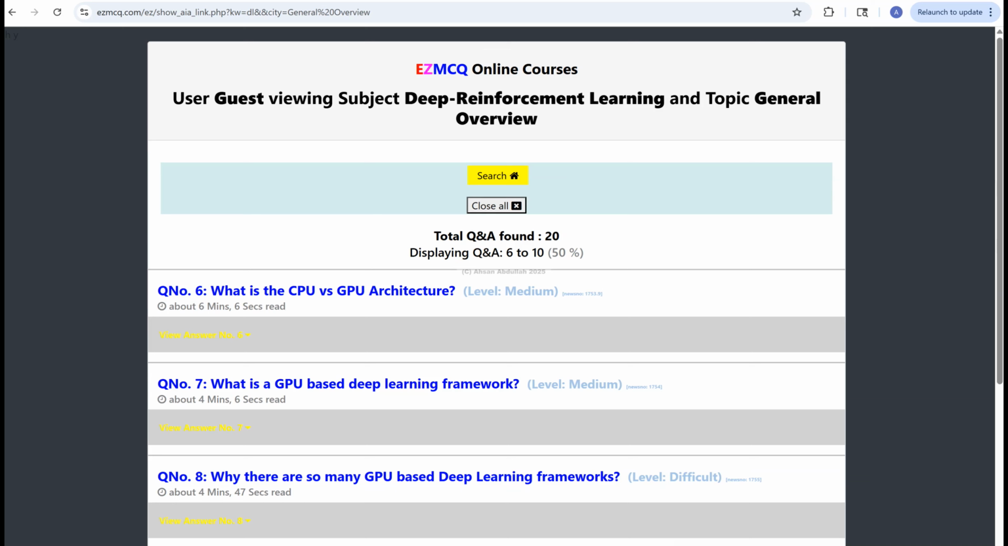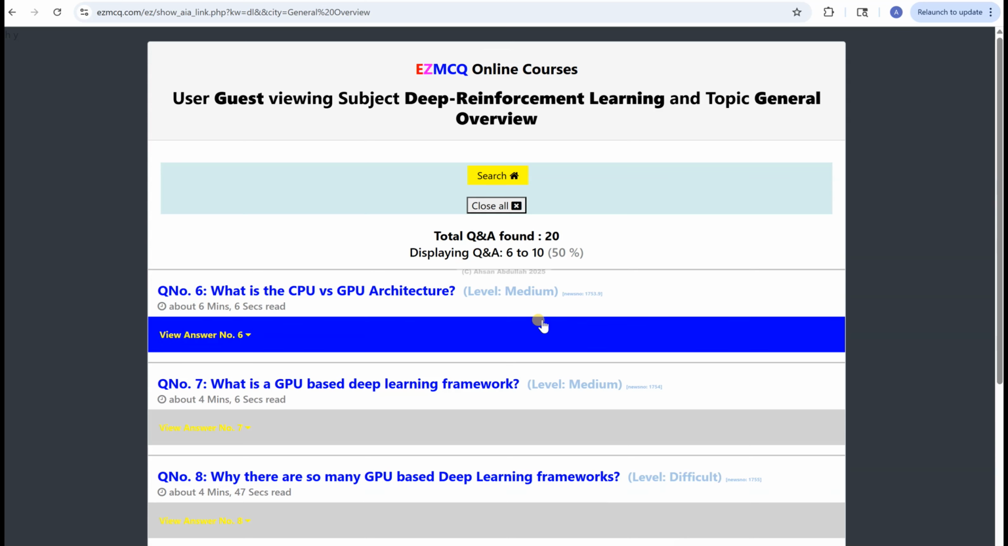Learning introduction or general overview. So we start with the first concept. What is the CPU or central processing unit versus GPU architecture? What are the differences? GPU, the graphical processing unit, is basically the platform on which deep learning is happening.